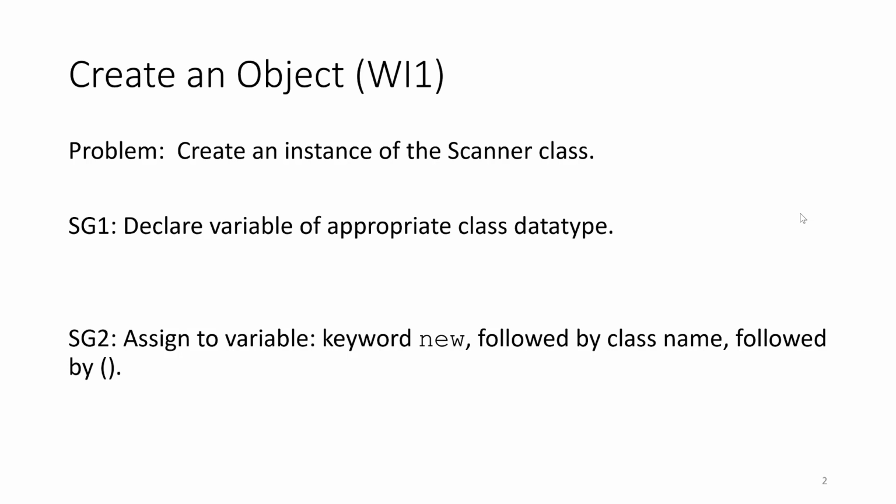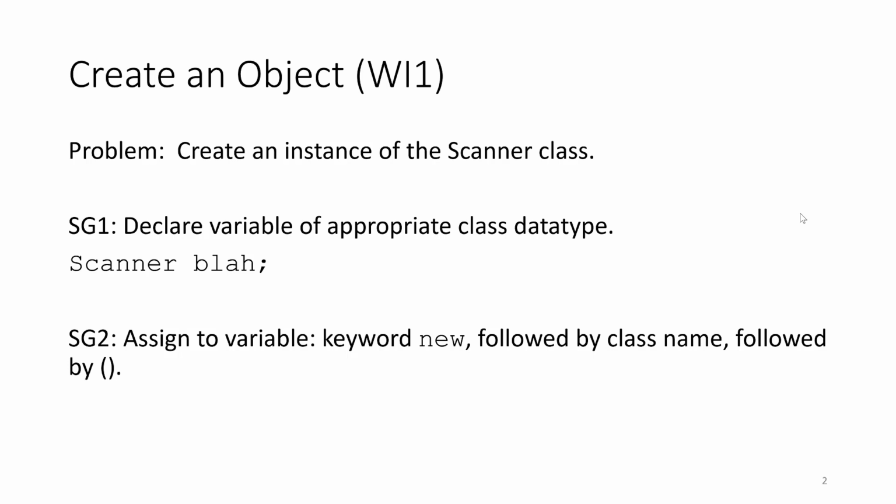Subgoal 1 says that we need to declare a variable of the appropriate class data type. The class data type is a scanner, so we declare the variable by putting down the class name scanner followed by an identifier. In this case, we'll just call it blah. So we have scanner blah.